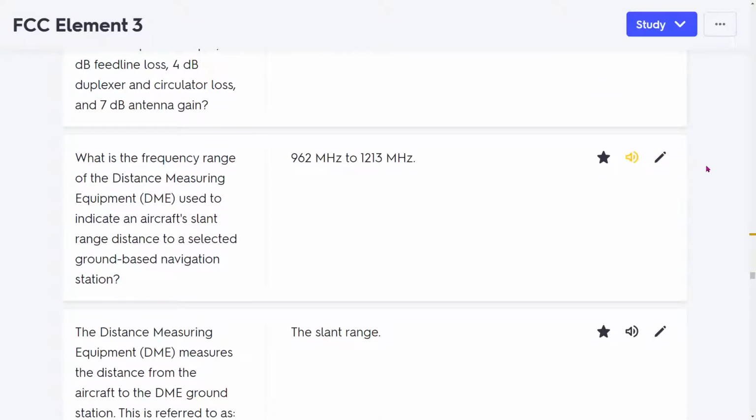What is the frequency range of the distance measuring equipment used to indicate an aircraft's land range distance to a selected ground-based navigation station? 962 MHz to 1213 MHz.